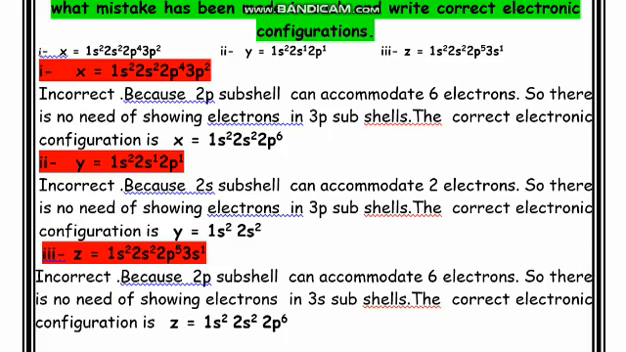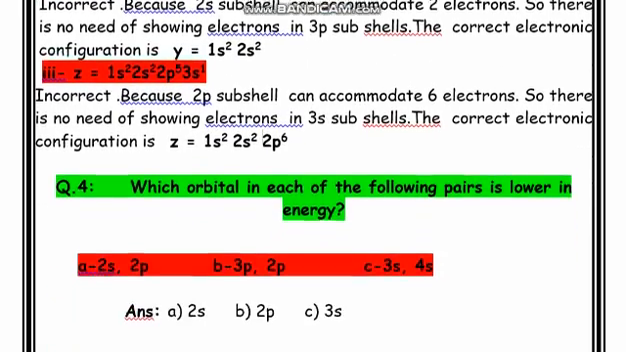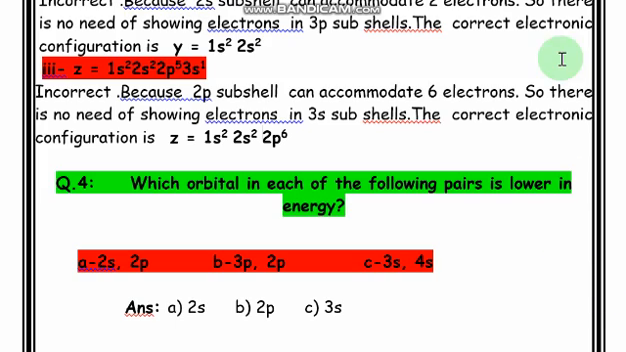One more question I think we should pick from our exercise, question number 4. It is in accordance with this concept. We have to see which orbital in each of the following pairs is lower in energy. First, the pair 2s and 2p, which is lower? Yes, the s orbital is always lower in energy. Both are of the second shell, and the s orbital is of lower energy. So the answer to part A is 2s.